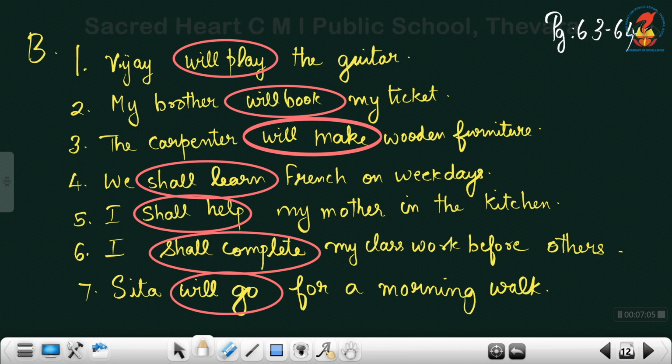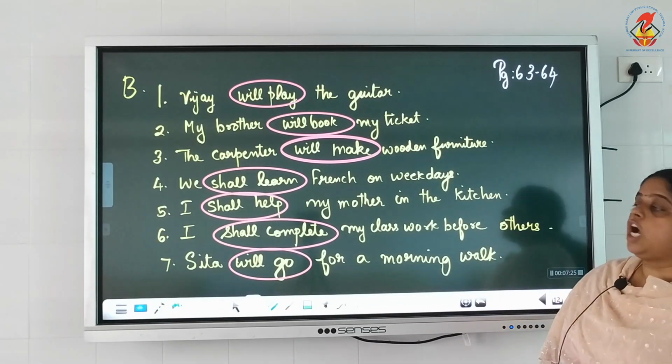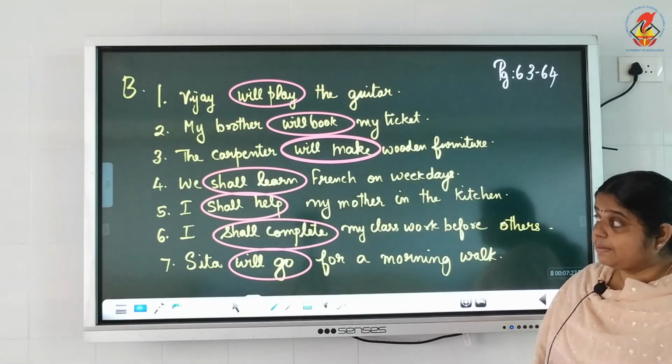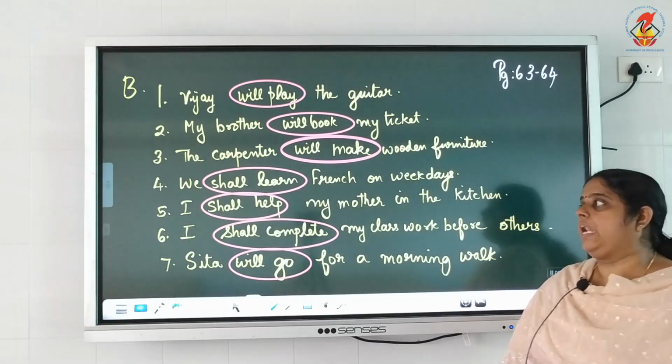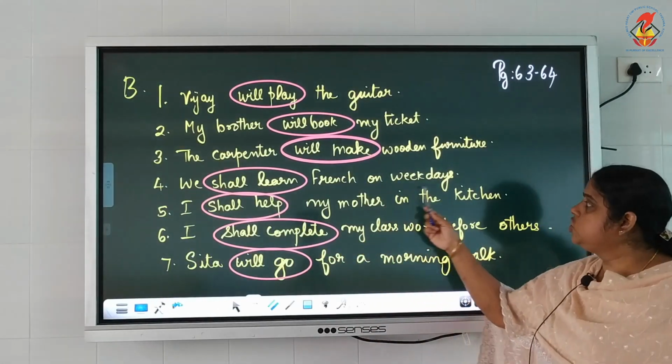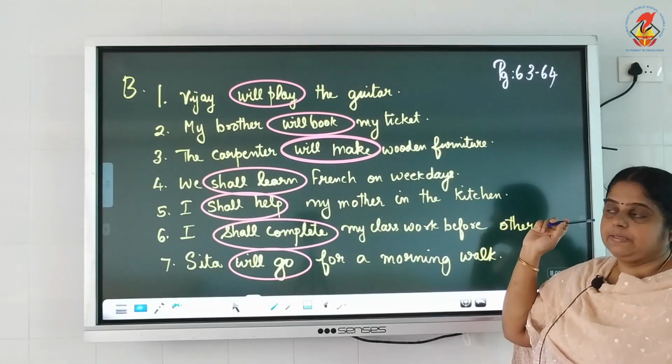Then the third one, the carpenter, it's given, makes wooden furniture. The carpenter will make, not makes, will make wooden furniture. Then the fourth one, we is given, we is the subject. Here it is given, we learn French on weekdays. Since the subject is we, we can use shall. We shall learn French on weekdays.